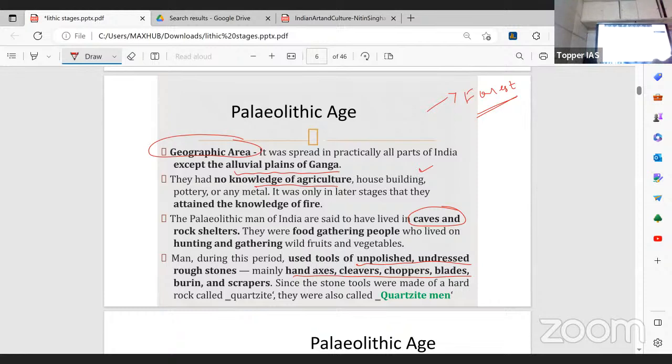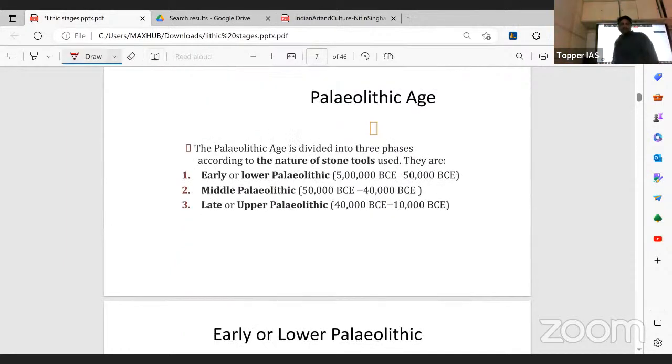Paleolithic is again divided into 3 different stages. Early or lower Paleolithic: 5 lakhs to 50,000 BCE. Middle Paleolithic: 50,000 to 40,000 BCE. Then late or upper Paleolithic: 40,000 to 10,000 BCE.